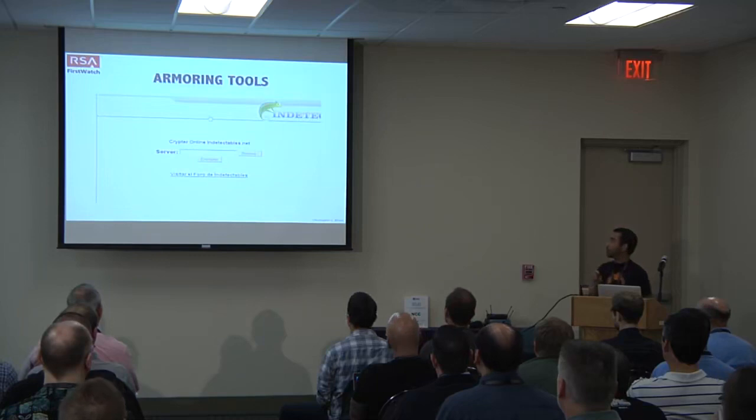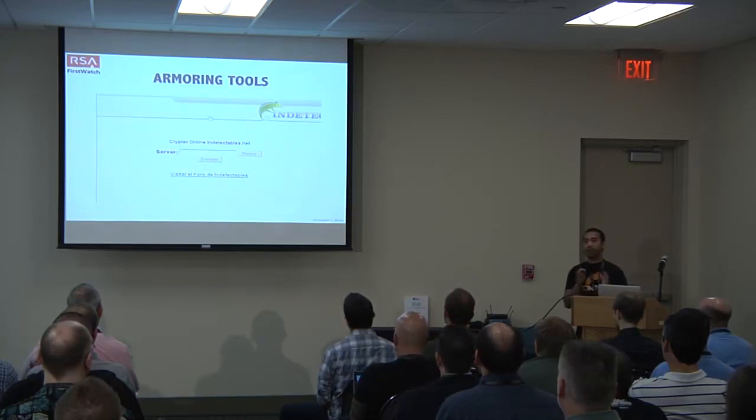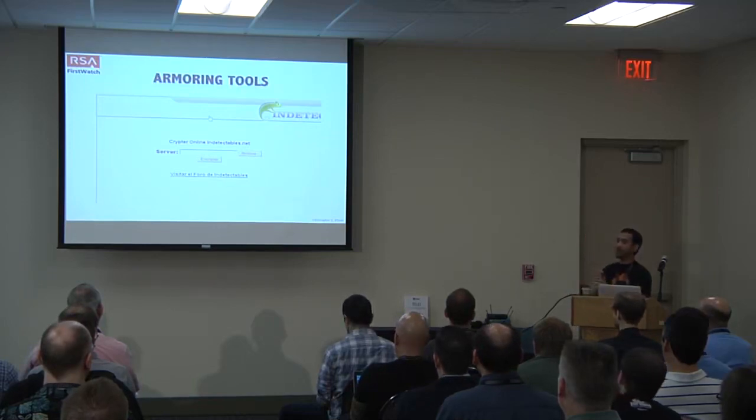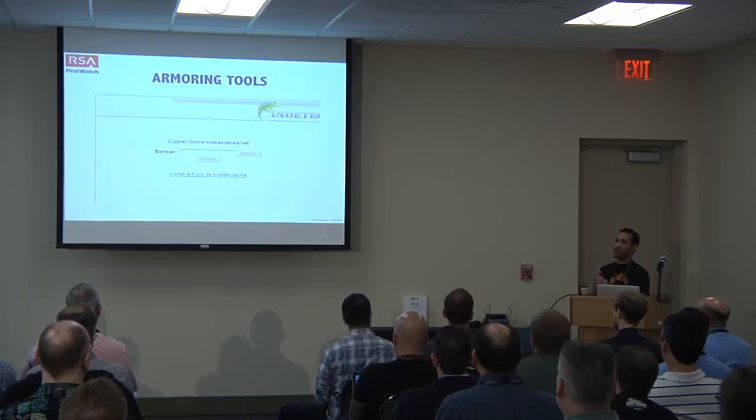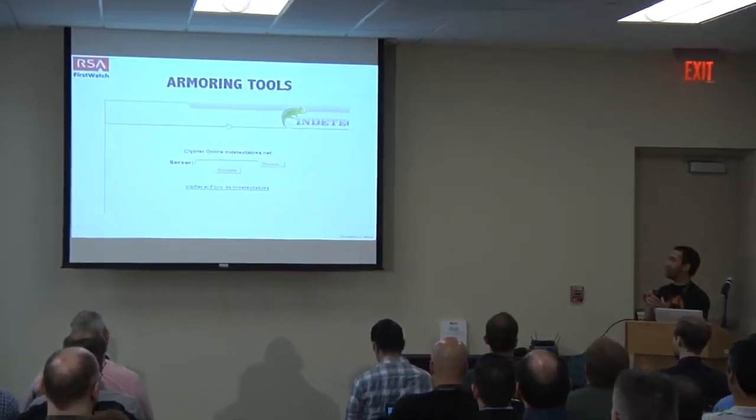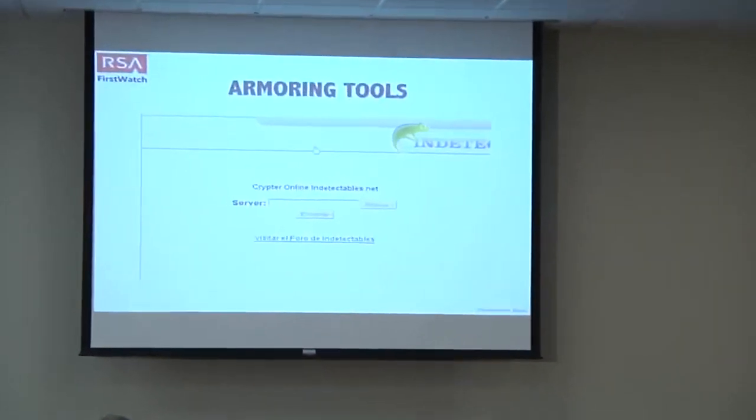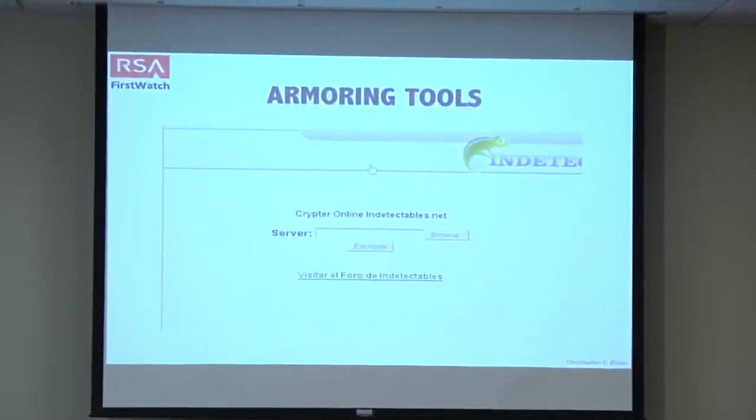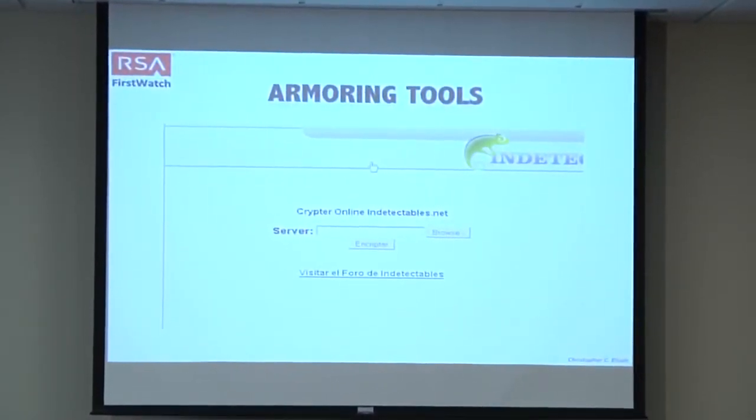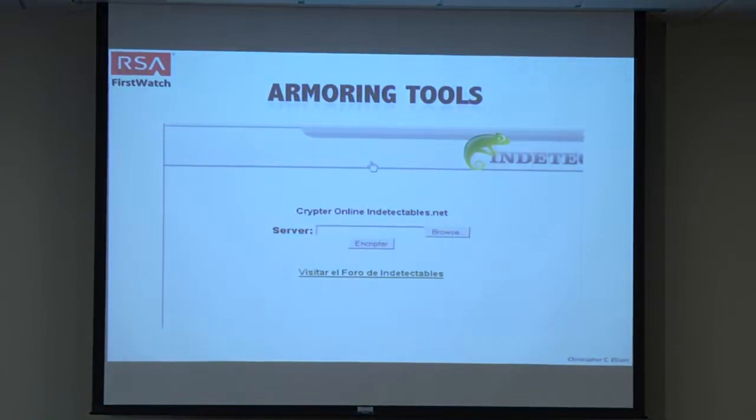So another armoring tool, like this one, indetectables.net. Some people, if they don't have access to those tools that I mentioned, could go online and get services like this. When I was doing my research, indetectables.net was free. But now you need to have a certain code, and you need to know the secret URL so that you can access this website. What it does is it asks you to upload your files, and then it gives you an encrypted version of it.